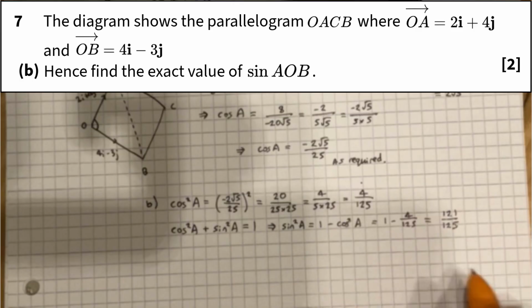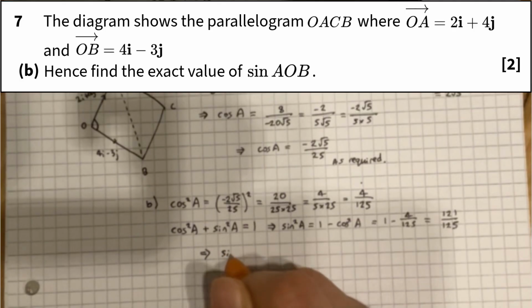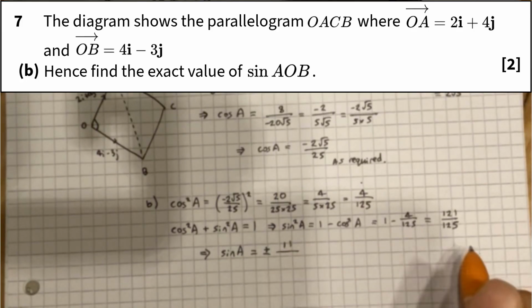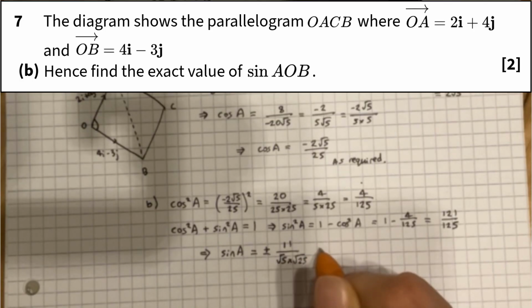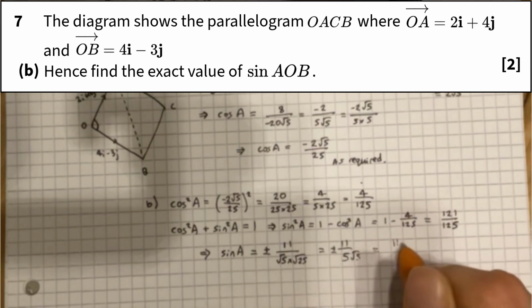If that's sine squared, then of course we can find sine, because we can square root it. That means sine is going to be the square root of that, which is plus or minus. Square root of 121 is 11. Then the square root of 125 can be split up into the square root of 5 and the square root of 25, which is plus or minus 11 over 5 root 5, and we can rationalize the denominator in the same way.